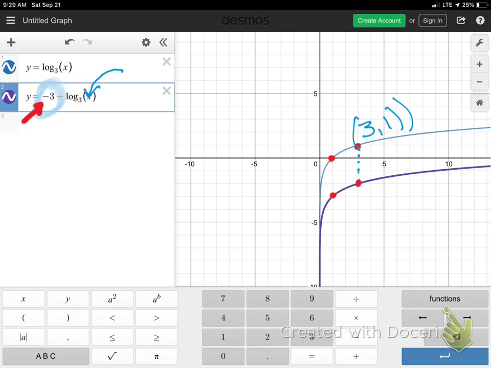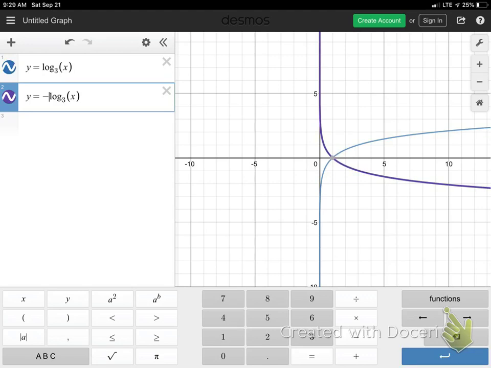We have no right to left movement because there's no value in the parentheses with that x, so we've just moved it down. So what this graph represents is the up and down movement from our parent function. Okay, now we're going to look at the reflection.